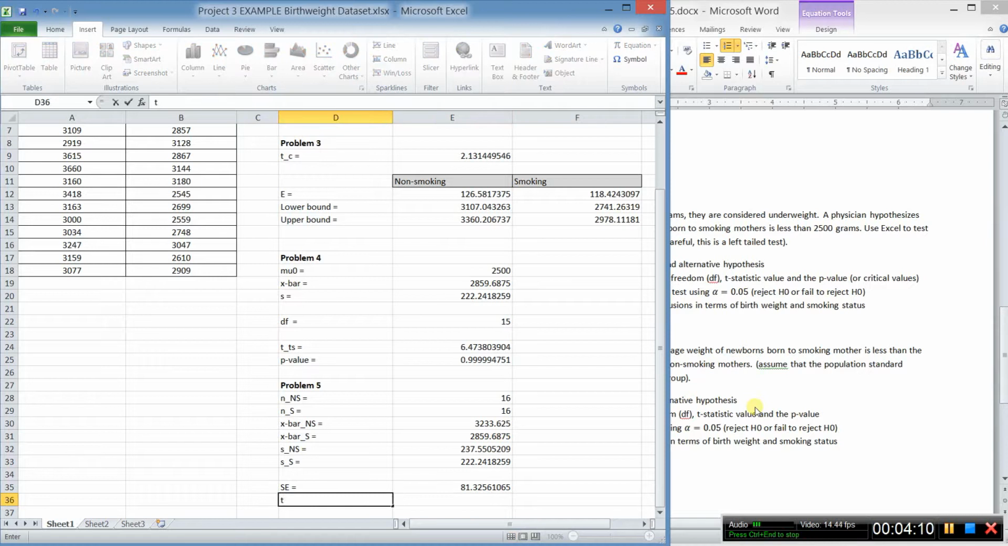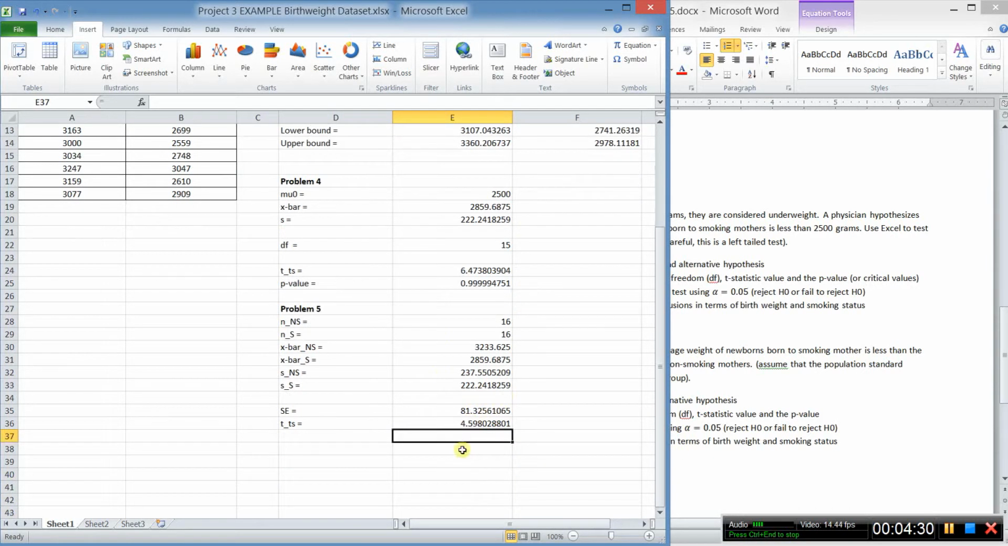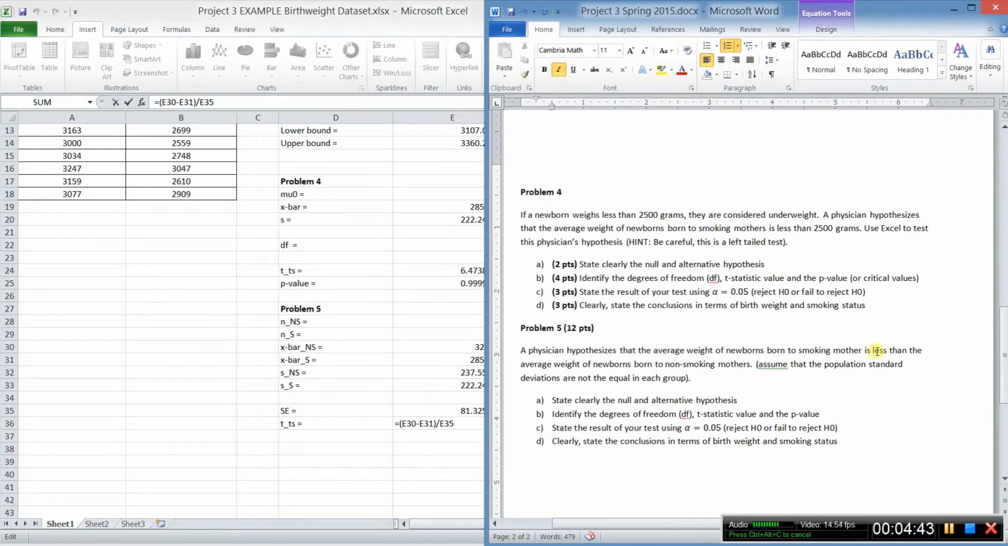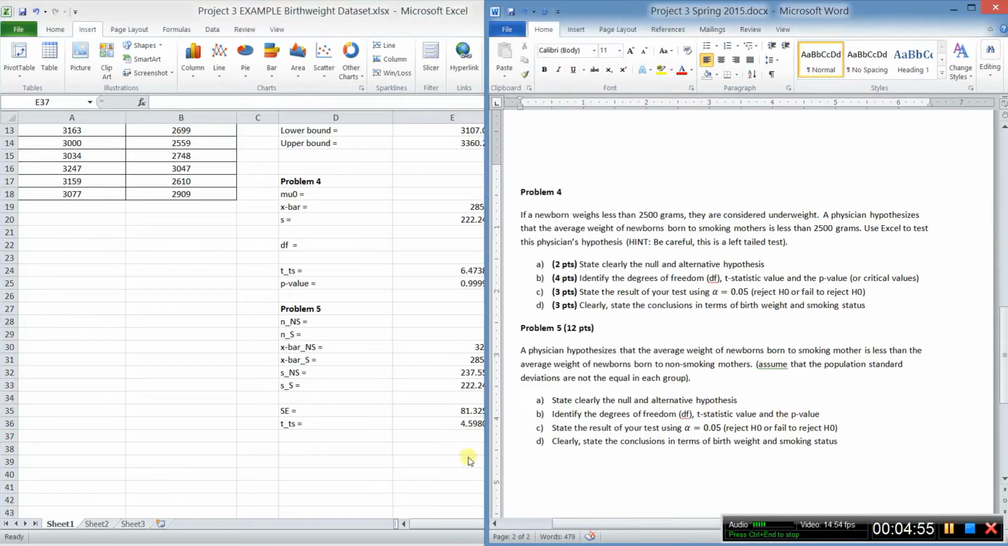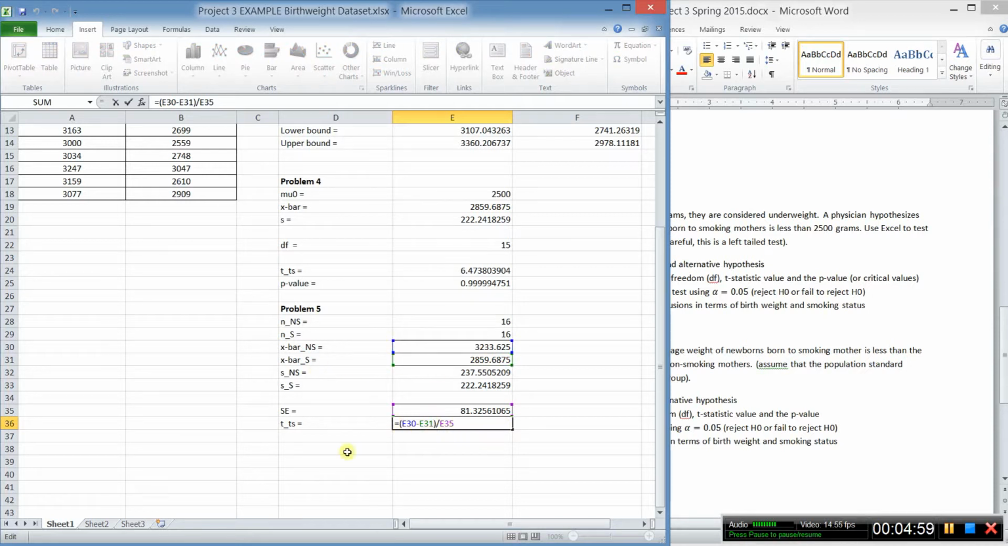And then our test statistic is going to be equal to the sample mean for the first group, non-smoking, minus the sample mean for the smoking group, divided by the standard error. The way I've set it up, with non-smoking minus smoking, if the alternative is true, that those born to smoking mothers weigh less, then this difference should be positive. So that would be a right-sided test. Now, if you set it up smoking minus non-smoking, then it's a left-sided test. So it depends on how you set up your null and alternative hypothesis, and then how you do your test statistic. So right now it's a right-sided test.